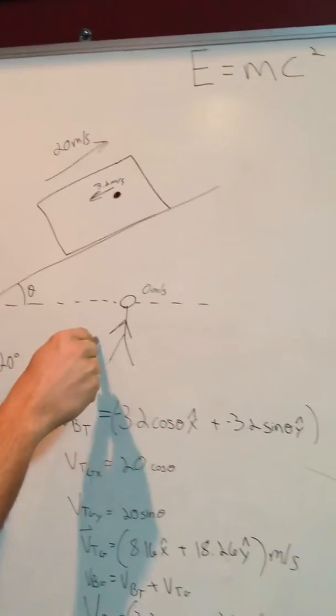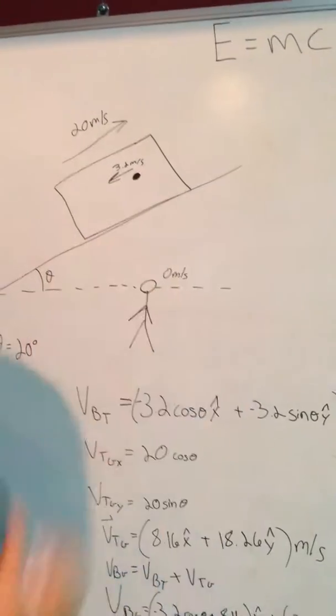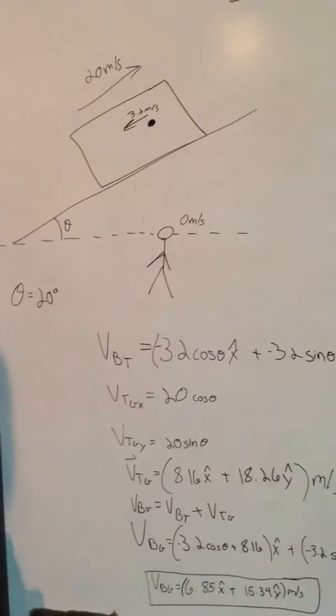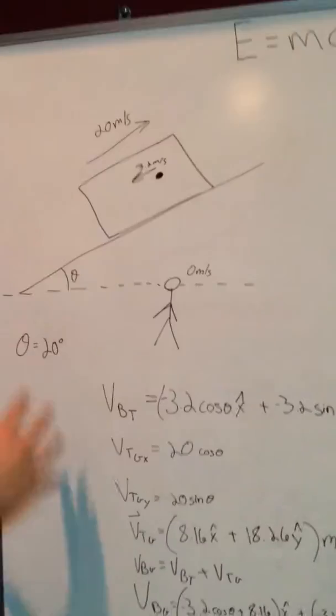And we want to know how fast the ball is going when it leaves the hand. How fast did this guy see the ball going when it leaves the person's hand inside the train? What we want to do is find the velocity of the ball relative to the ground.